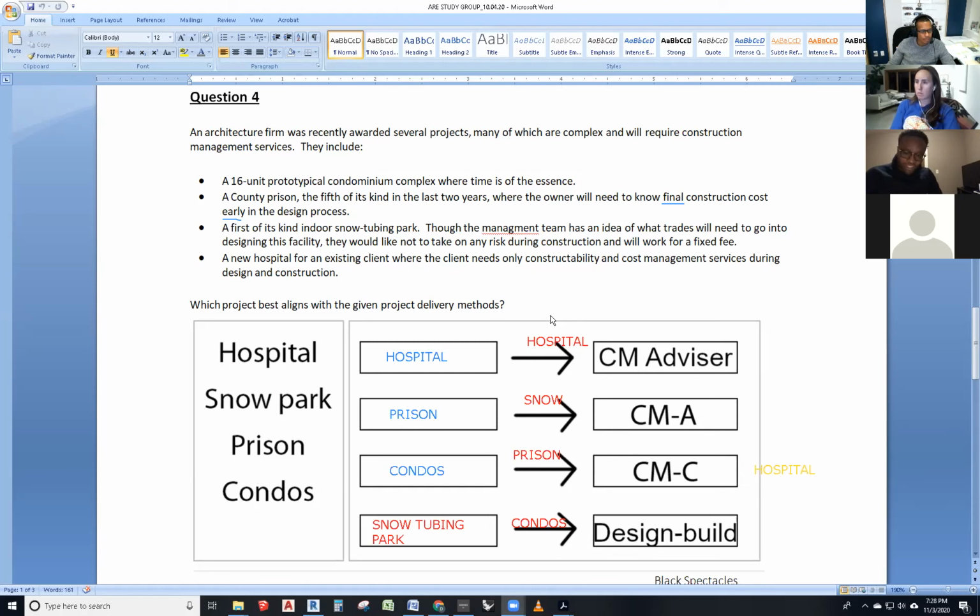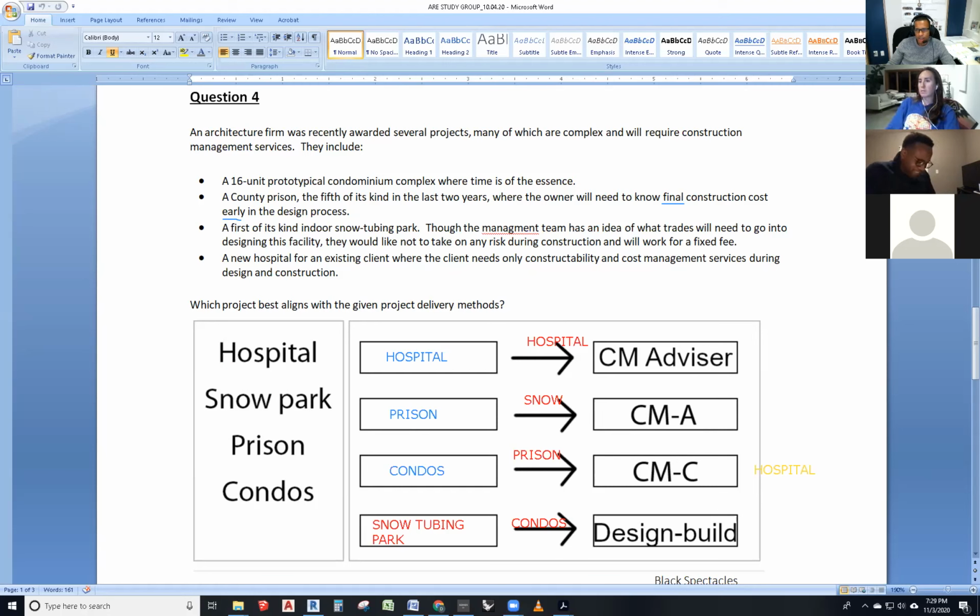Well, no, hold on. No, CMC for the hospital and advisor for, wait, hold on. You need to get sharper on it. You know what? In the meantime, I'll tell you what I think.